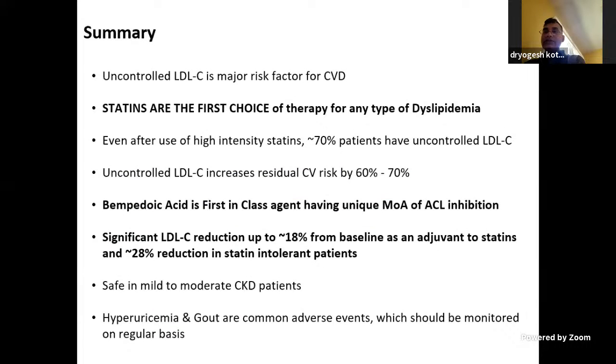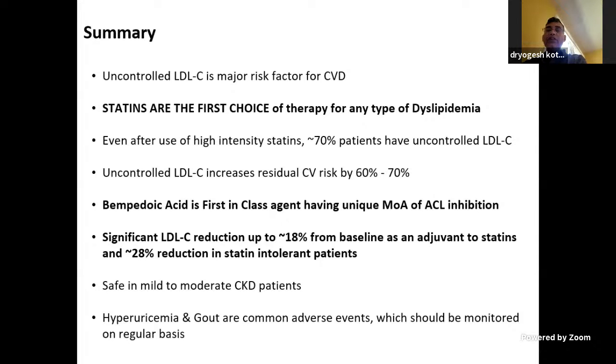Next slide. So, in summary, uncontrolled LDL cholesterol is a major risk factor for cardiovascular disease. Statins are the first choice of therapy for any type of dyslipidemia. Even after use of high intensity statin, 70% of the patients have uncontrolled LDL cholesterol, and it leads to a residual risk of 60 to 70%.